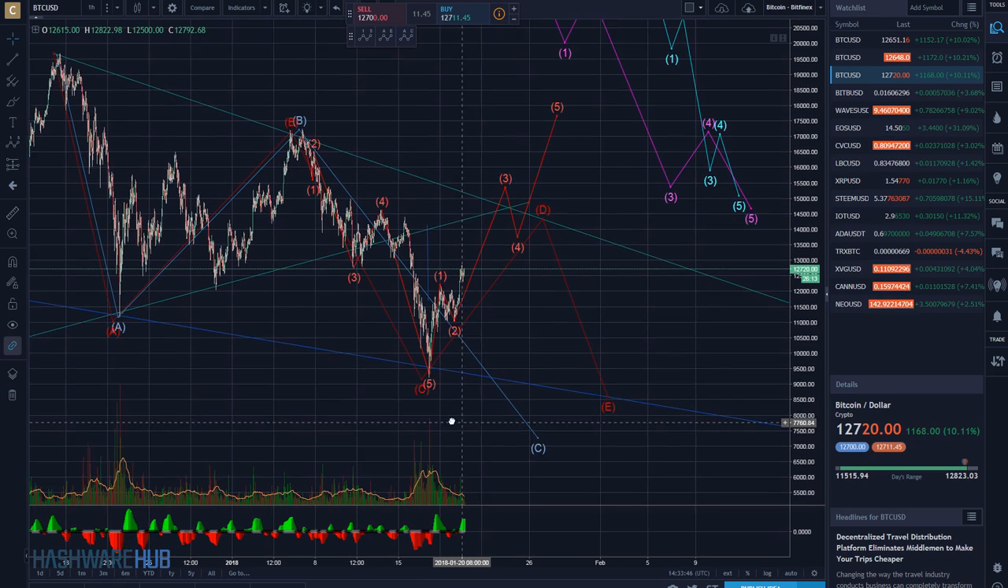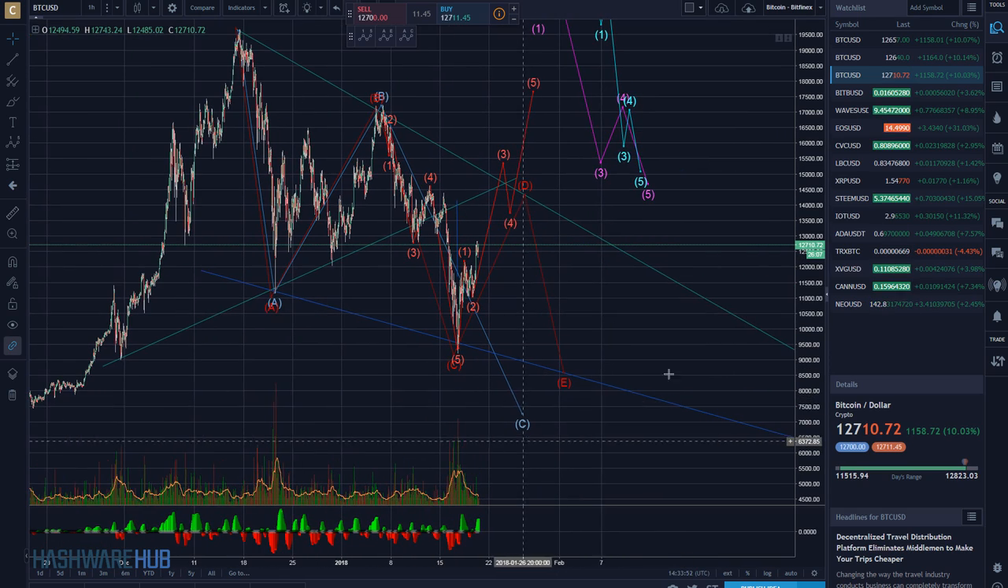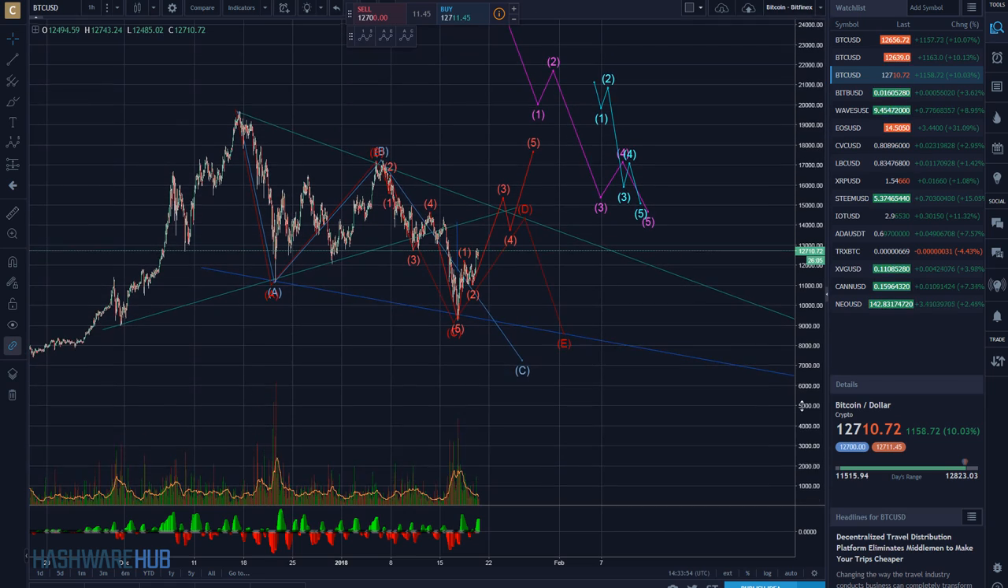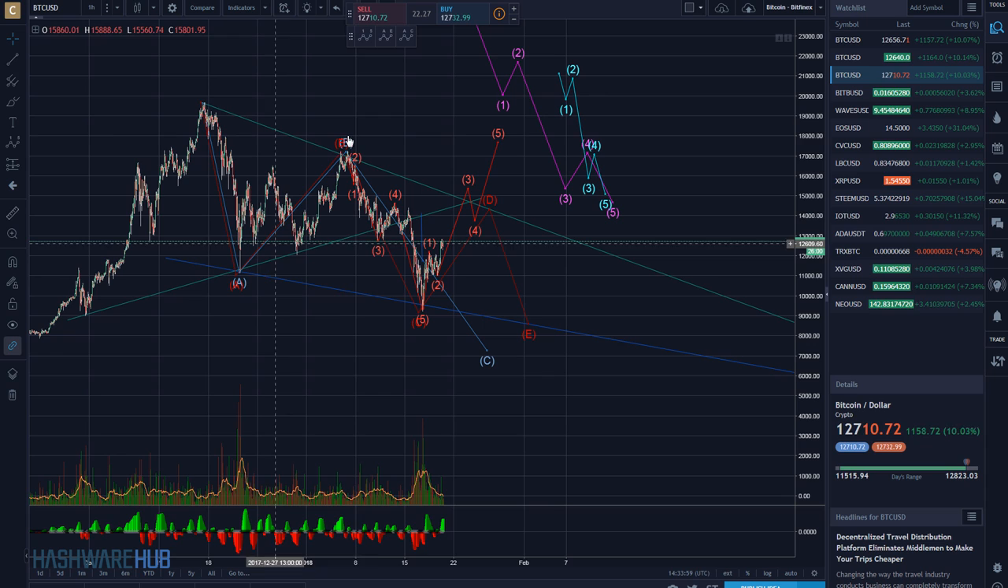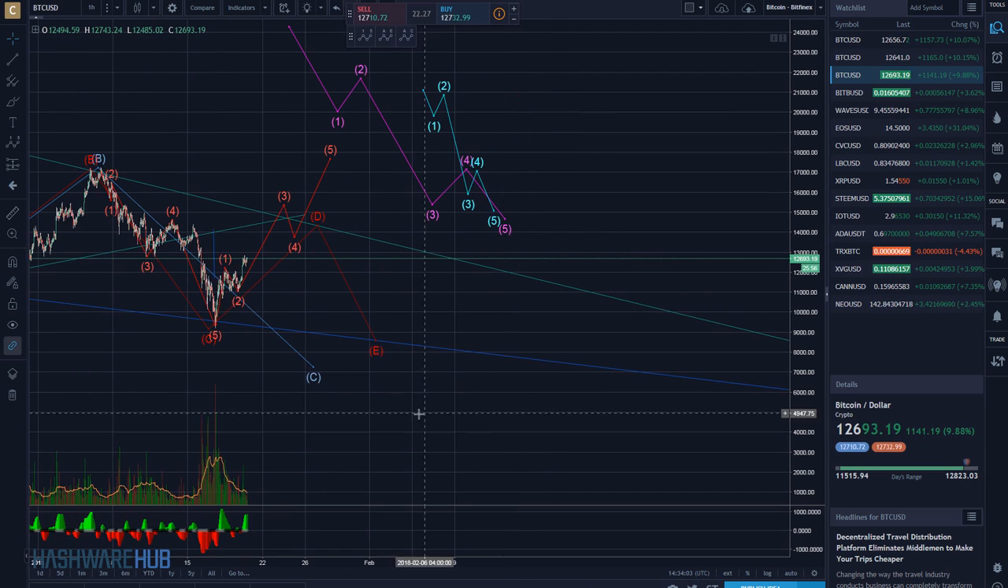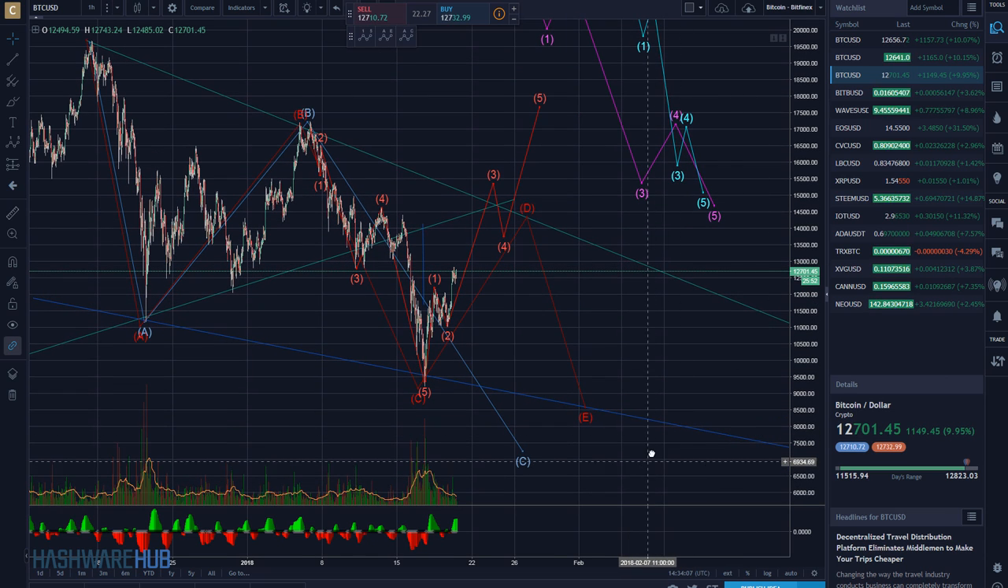Okay, so this descending wedge, A, B, C, D, E, is what we would like to see. Okay, maybe this is a little bit easier to see. A, B, C, D, E. Okay, that's nothing new. You guys have seen us do this many times before.